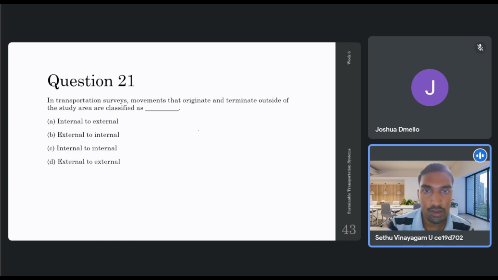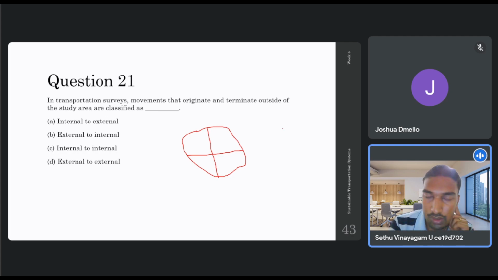Okay, so we already talked about coordinates, right? Basically, if we have the study area, let us just divide it into four zones for simplicity. We can classify the trips between these zones into four categories which are given here: internal to external, external to internal, internal to internal, and external to external, right? So first it is telling us where the trip originates with respect to the study area, and then the second part tells us where it is terminating, again with respect to the study area, right?